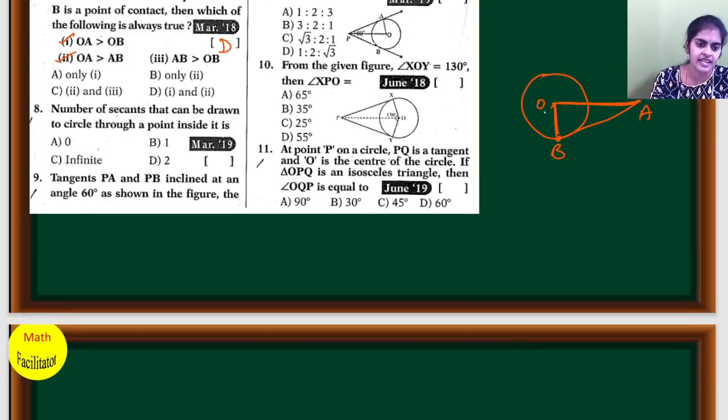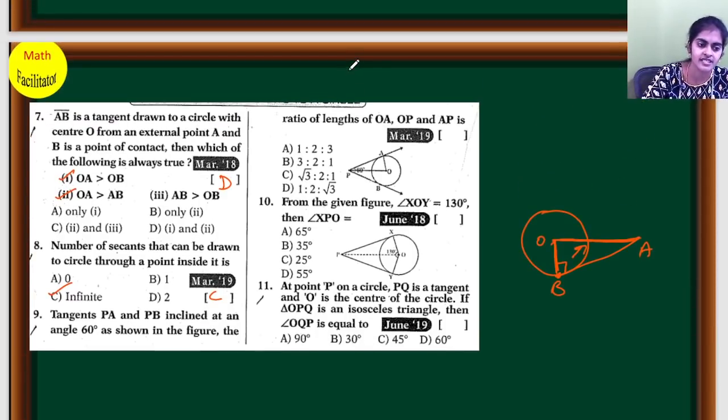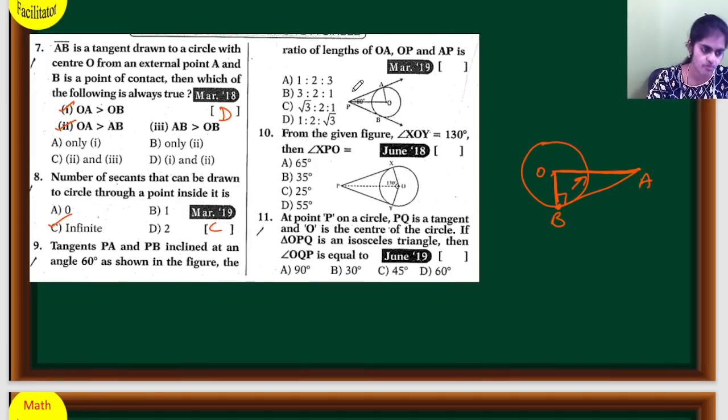It's a right angle triangle, isn't it? So this is the hypotenuse. The hypotenuse is greater than all the sides in a triangle. Number of secants that can be drawn to a circle from a point inside it: from a point inside it, how many secants can you draw? You can draw infinite. From a point outside also you can draw infinite, because a secant has no condition. It can just cut the circle. A tangent has a condition. It has to just touch the circle, isn't it?